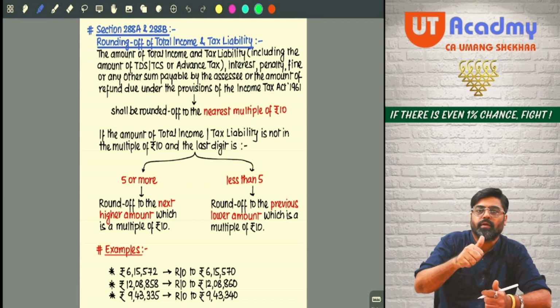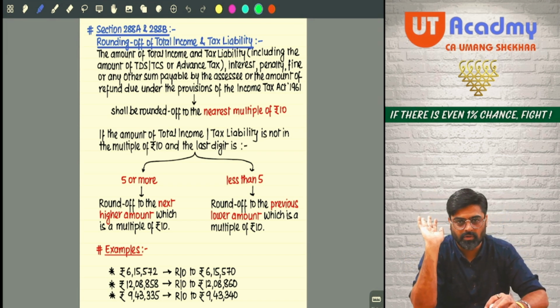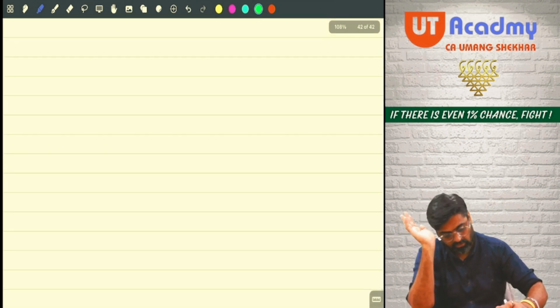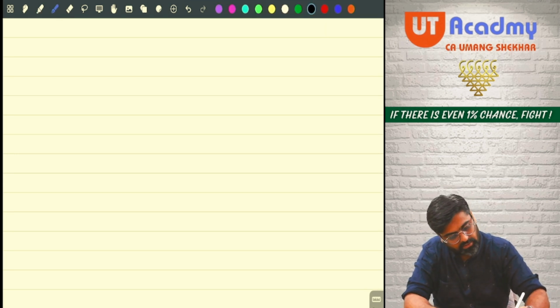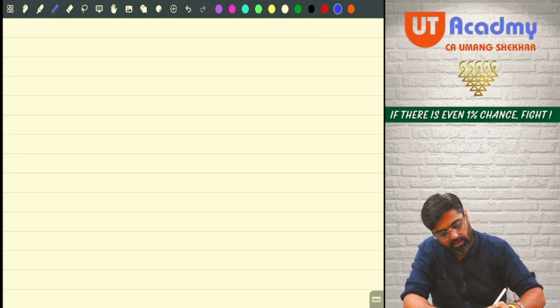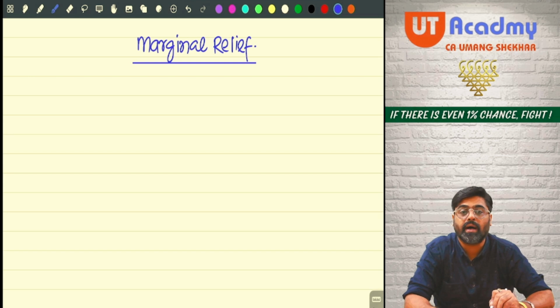Sure? Now what we are going to do? We are going to do the last concept in this chapter. What is the name of the last concept? The name of the last concept is marginal relief. What relief? Marginal relief.